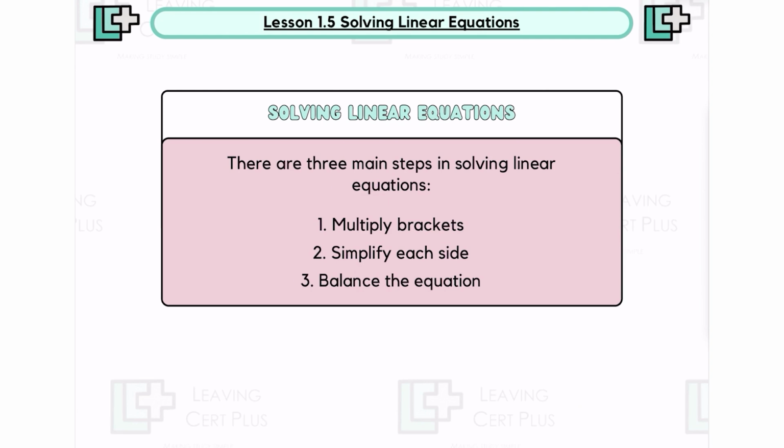So the first step is going to be to multiply the brackets out on both sides of our equal sign. Once we've got that done, we're going to simplify each side by adding the like terms. And the last part of our question is going to be to balance the equation.